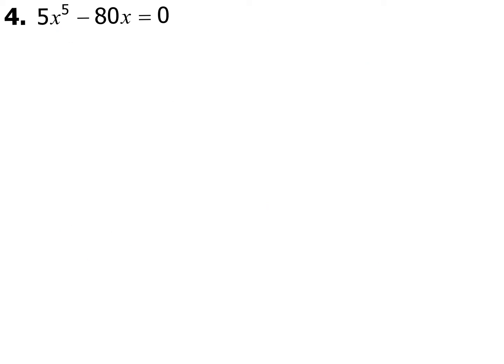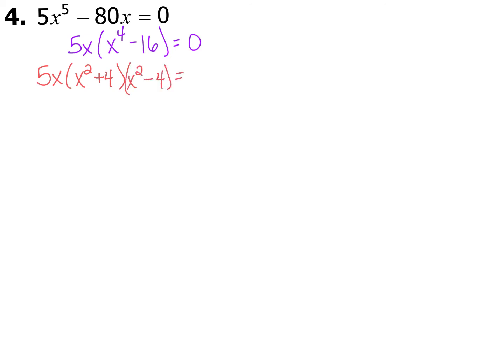Number 4 reads 5x to the 5th minus 80x is equal to 0. I do have a common factor that I can bring out in 5x, and that would leave me x to the 4th minus 16, and I set that equal to 0. Can I still factor on the left side? Yes, I can factor the x to the 4th minus 16 using square roots. That is an a squared minus b squared problem. Therefore, I have 5x times x squared plus 4 times x squared minus 4, and that is equal to 0.